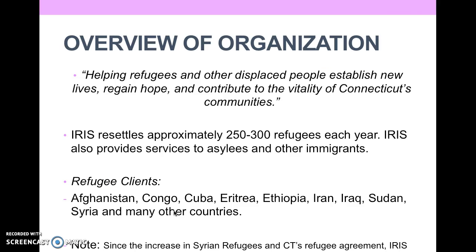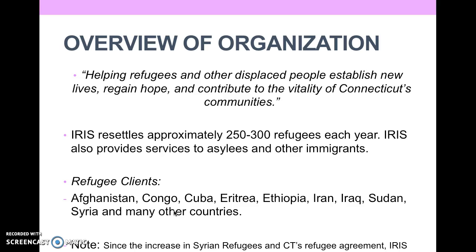So the overview of the organization, basically they are dedicated to helping refugees and other displaced people establish new lives, regain hope, and contribute to the vitality of Connecticut communities. And that was pulled off of their mission statement from their actual website. Iris resettles between 250 to 300 refugees each year. As you can see in the note at the bottom here, there has been a massive increase in terms of Syrian refugees specifically that are coming to Connecticut.